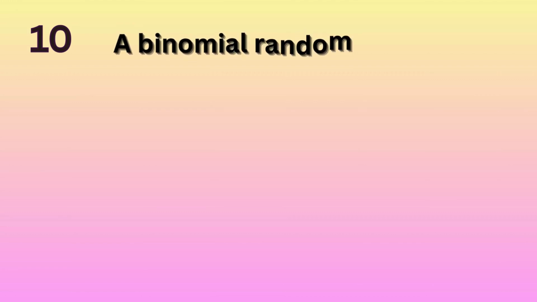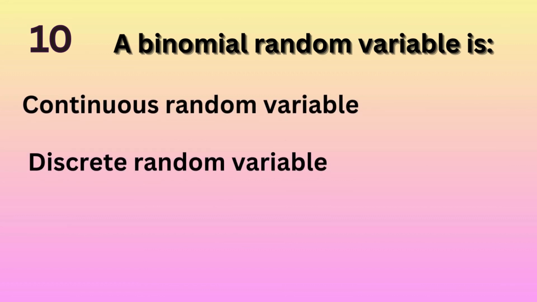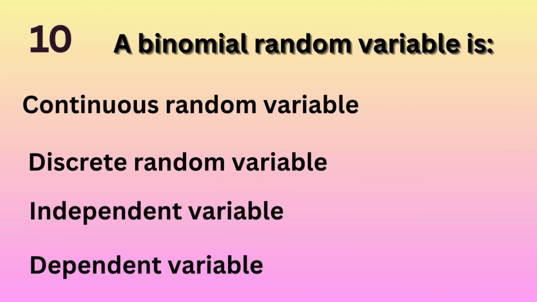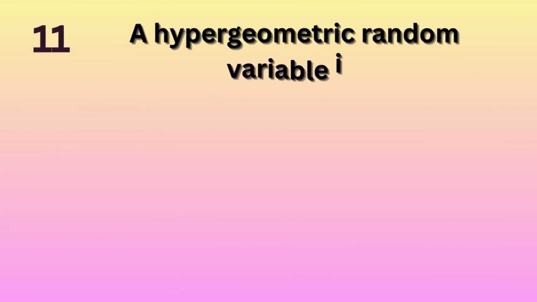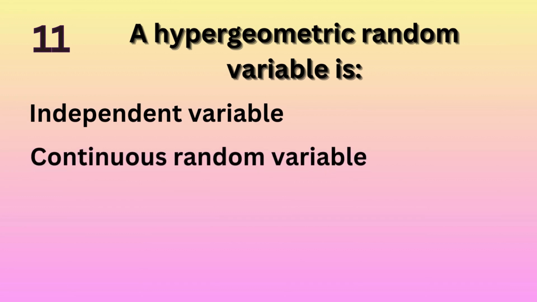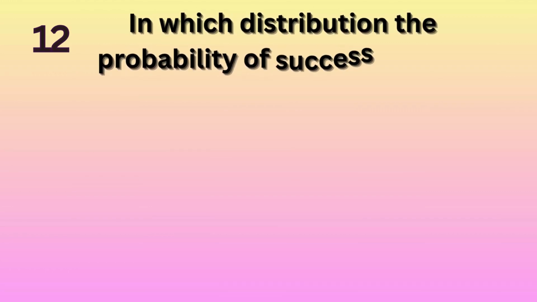A binomial random variable is: the options are continuous random variable, discrete random variable, independent variable, dependent variable. The correct option is discrete random variable. A hypergeometric random variable is: the options are independent variable, continuous random variable, discrete random variable, none of these. The correct option is discrete random variable.